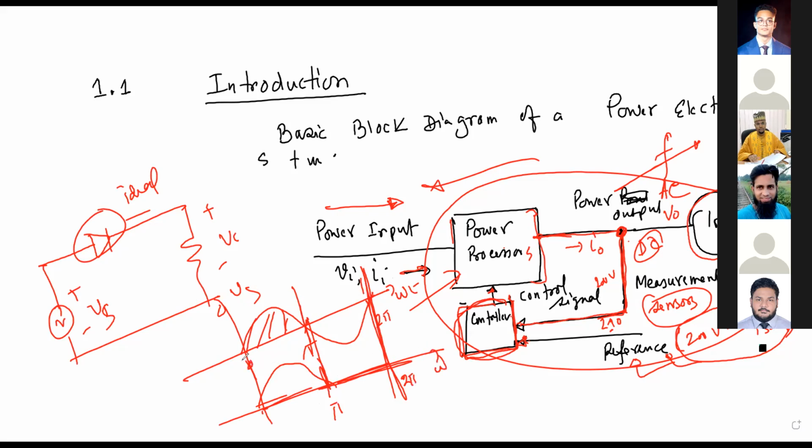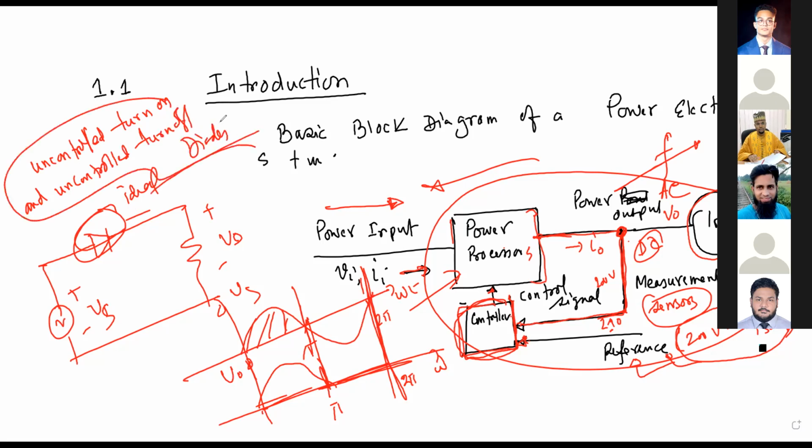This is a simple thing. So this diode will be turned on and off by the application of the voltage, and you cannot do anything from the outside. So this type of device is known as uncontrolled turn on and uncontrolled turn off. Diodes are an example of this. And there will be some other devices.